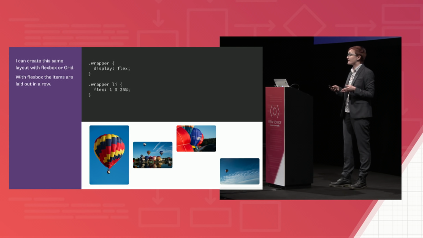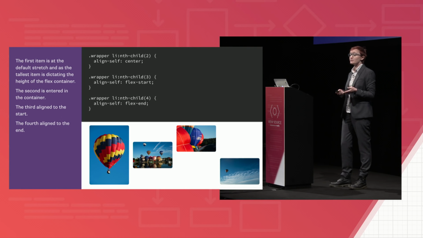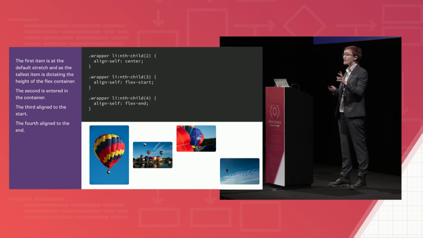And alignment. Here I've got 4 items in a list. We're laying those out with Flexbox. Now the first item is a portrait image, and it's at the default stretch. That's the tallest item, so it's dictating the height of our Flex container. So our second item is then centered. The third item is aligned to the start, and the fourth is aligned to the end.